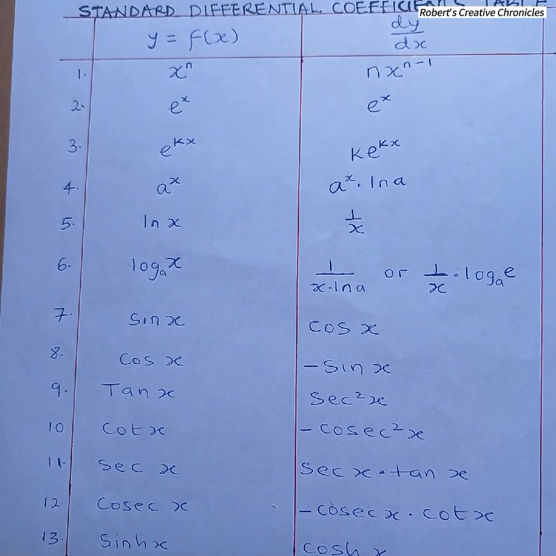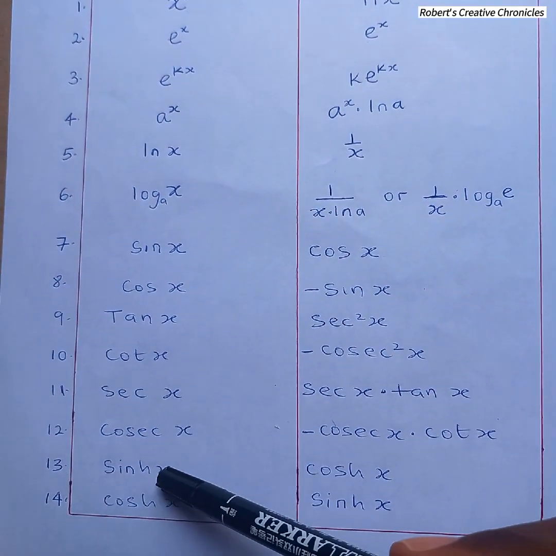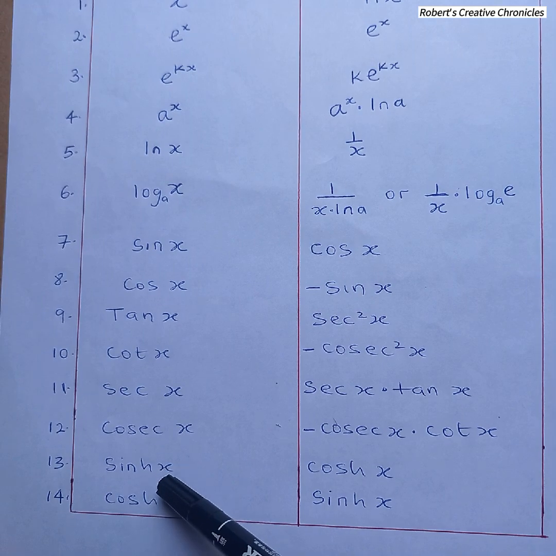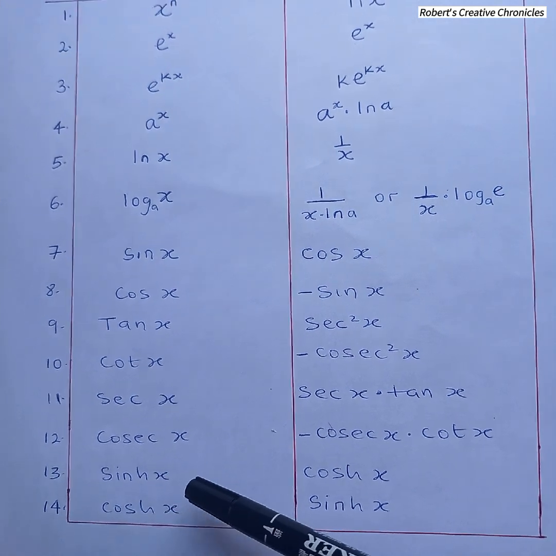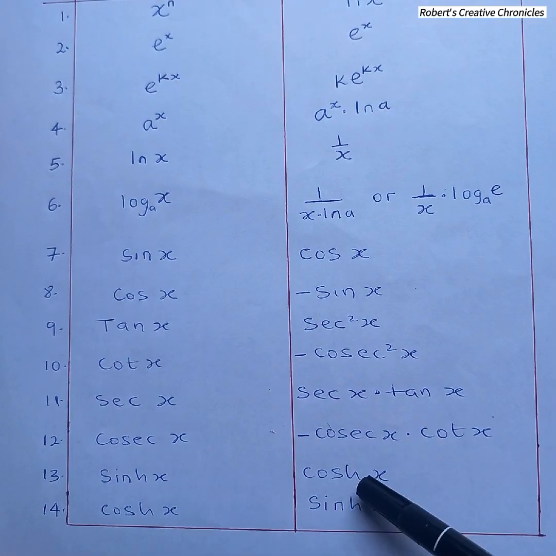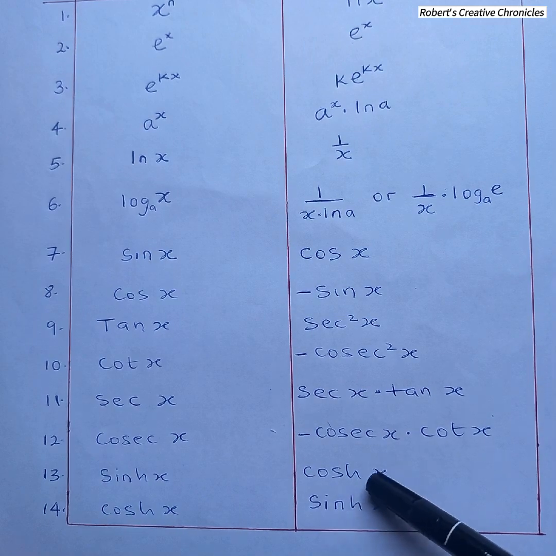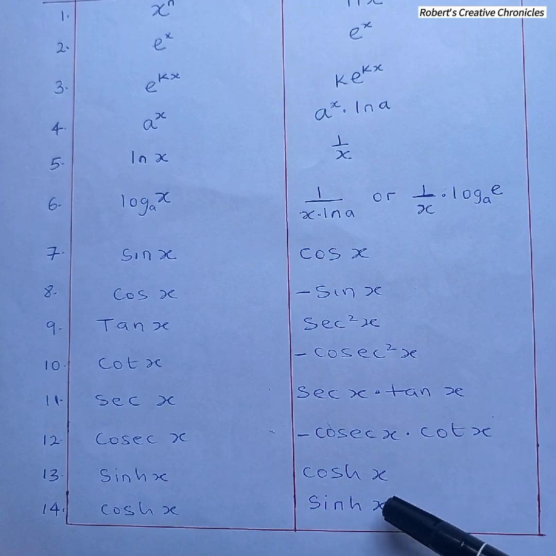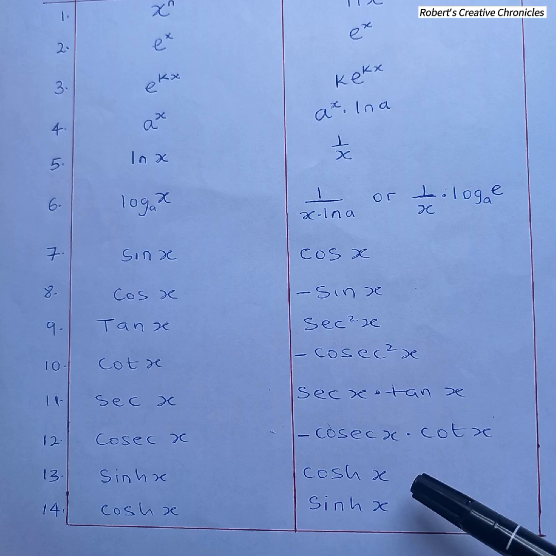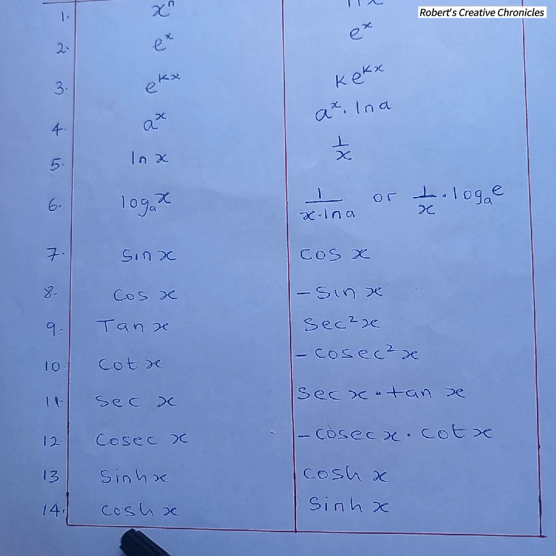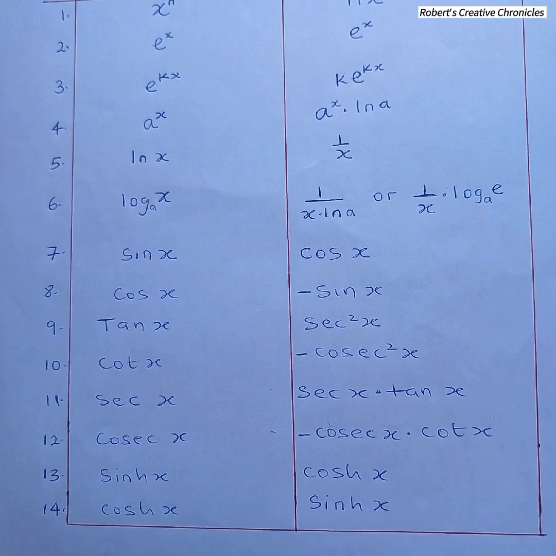Then this one, this number 13, is known as the hyperbolic sine of x. It's pronounced as shine. So the derivative of sinh x is cosh x. Cosh x is the hyperbolic cosine of x. It's pronounced as cosh. And this is sinh x. So the derivative of cosh x is sinh x.